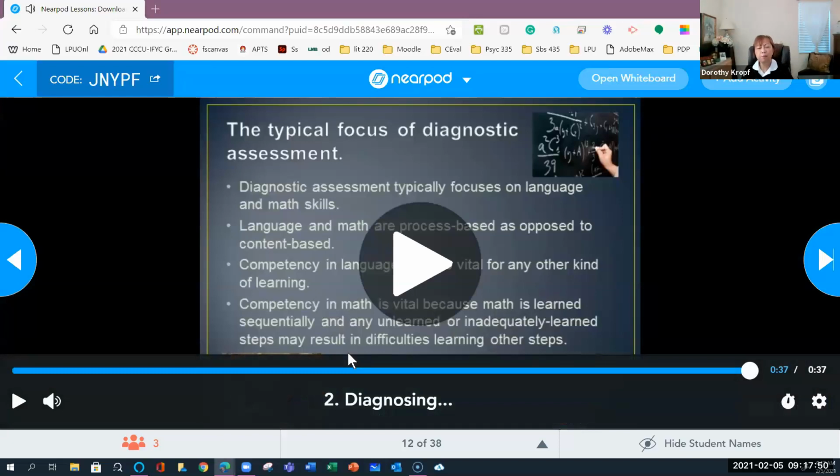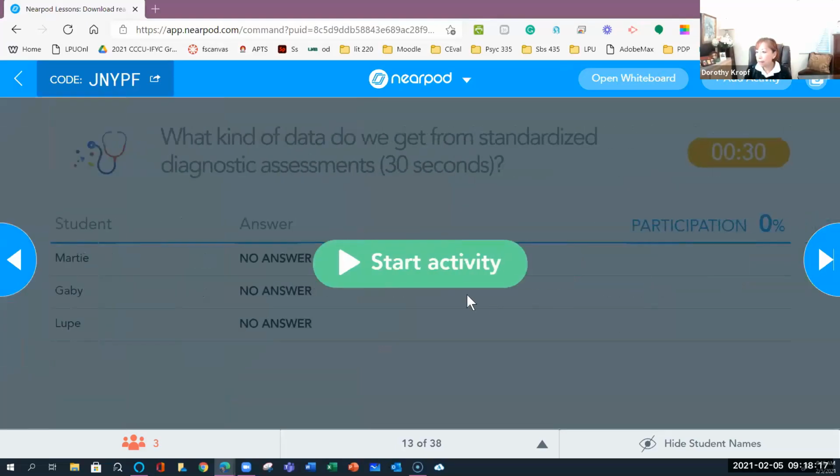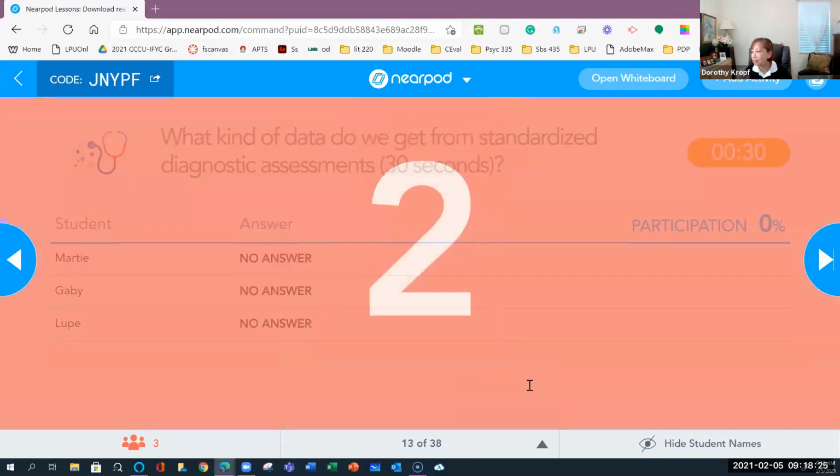I think that's why a lot of people don't like math. It's because if you didn't understand the previous lesson, it's hard to succeed in the next lesson. It's like, okay, I hate fractions, but now I have to do this. So yeah, and then language, again, it's process oriented. Language, of course, is the foundation of everything. So yeah, those 2, language and math. All right, what kind of data do we get from standardized diagnostic assessments?